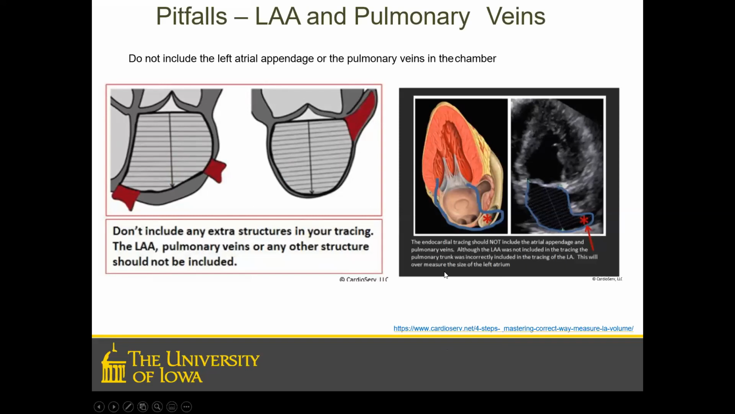And then here's an example of the appendage and the pulmonary veins. So in this trace over here, they did a good job of not including the appendage, but they got out into a pulmonary vein. Needs to be just traced here.